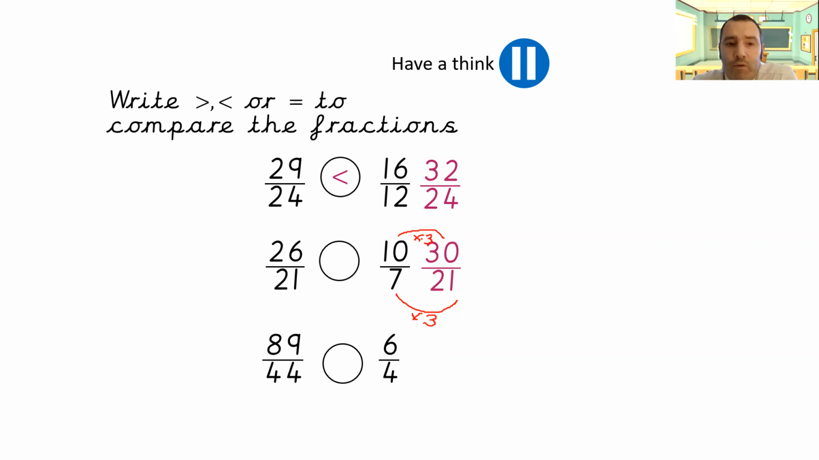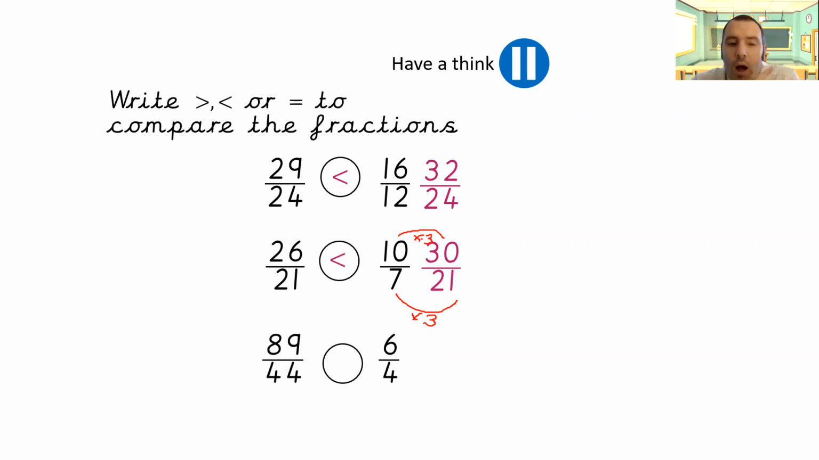So remembering again, where the denominators are equal or the same, the greater the numerator, the greater the value of that fraction. So 26 is less than 30, so 26 over 21 is less than 10 sevenths.